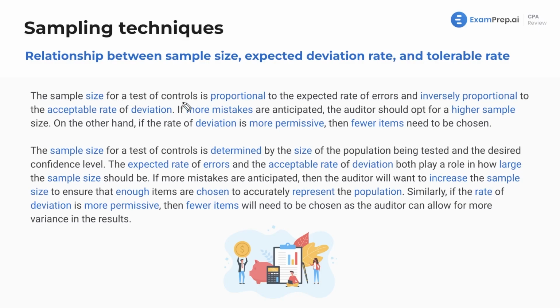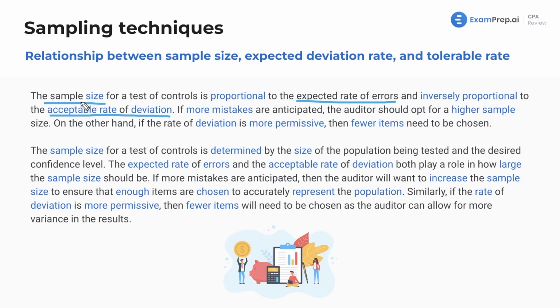The sample size for a test of controls is proportional to the expected rate of errors and inversely proportional to the acceptable rate of deviation. But let's take a look at that. The sample size for a test of controls, so how many items you select, is proportional to the expected rate of errors. Right? So you're going to select more items as you expect to see more errors. If you just expect that you're going to see many more problems, well, you're going to just do more work. And it's inversely proportional to the acceptable rate of deviation. So if the acceptable rate of deviation is high, meaning you're willing to accept more problems, the sample size will go down.